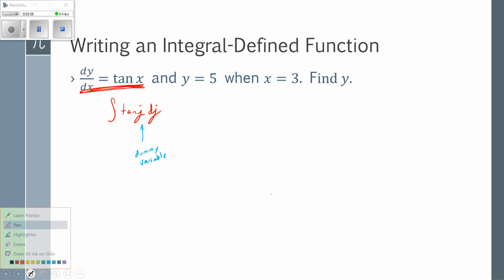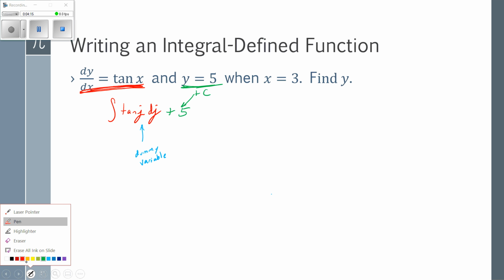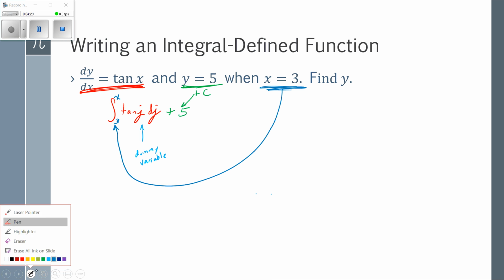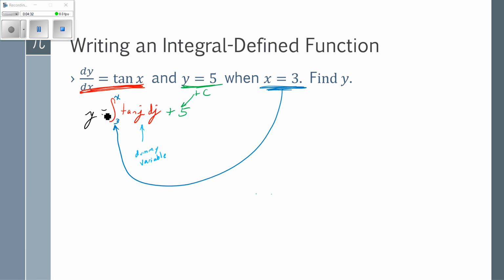The plus c part is right here. This is my plus c. So my plus 5. But then remember I said x has to go in a very specific spot, because that's why I need the dummy variable. The x is going to be my upper bound. My lower bound is going to be the x that I'm told we have to go through. And all of this is what y has to equal.